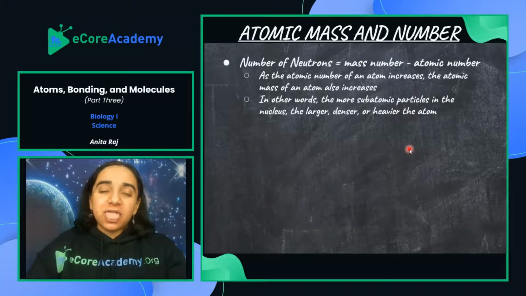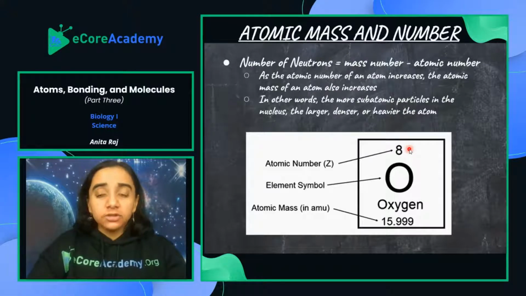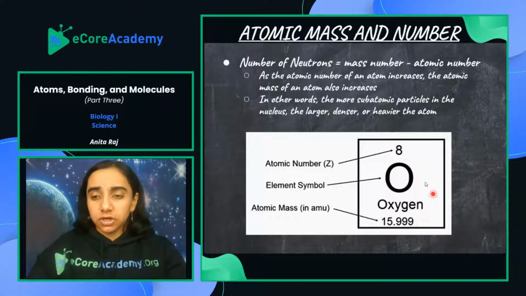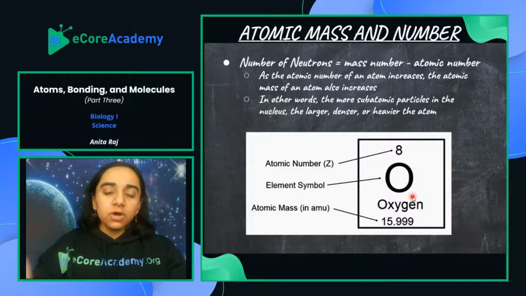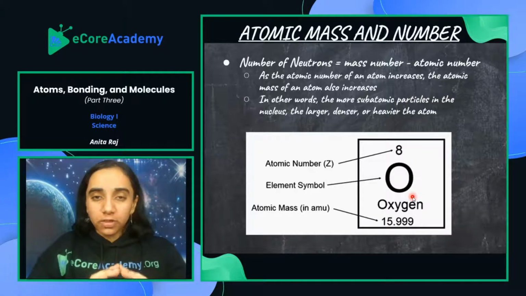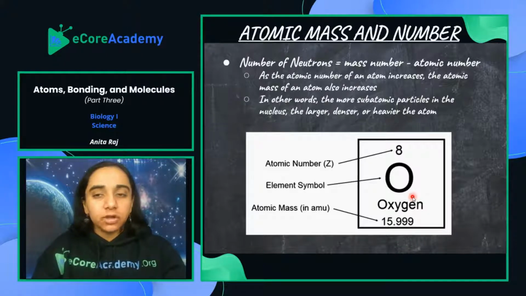So let's talk about atomic mass and number and the relationship between the two. To find out the number of neutrons in an atom, you want to subtract the atomic number from the mass number. The reason this makes sense is because the atomic mass number in AMU is the amount of protons plus the amount of neutrons, and the atomic number is the amount of just protons in the atom. So if we want to find the amount of neutrons, we have to subtract the protons from the total amount of protons and neutrons so we can isolate the neutrons.